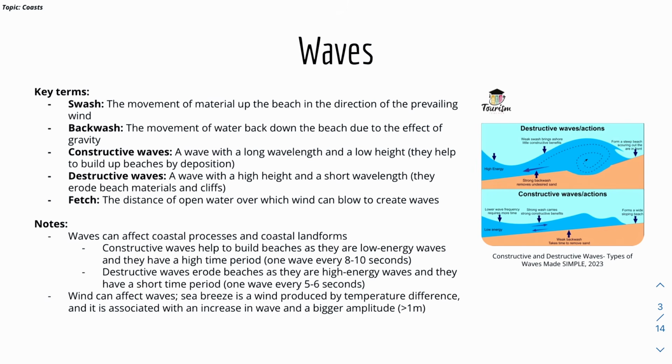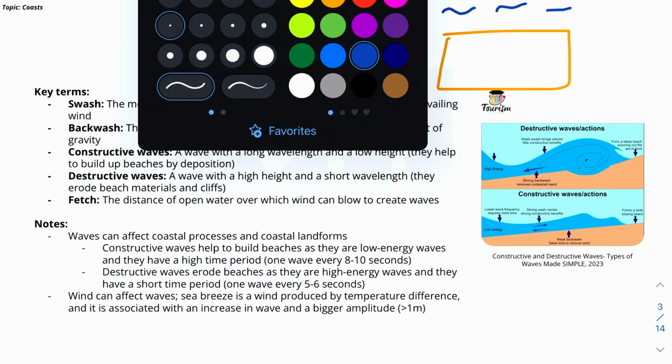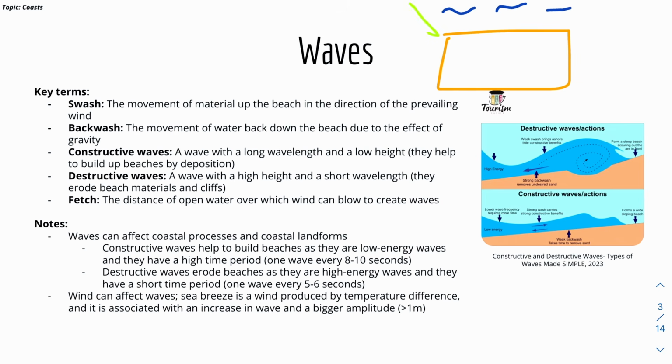So here's what I mean. Let's say you have a beach right here, and then you have water here. Let's say the wind comes from this side here. So the waves up the beach will move in this direction, because it follows the wind. So this is a swash. And then backwash is where the movement of water goes back down into the beach or the ocean due to the effect of gravity. So it'll move straight down the beach like this.